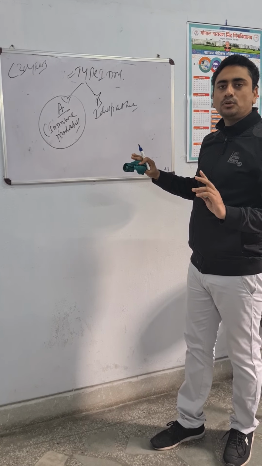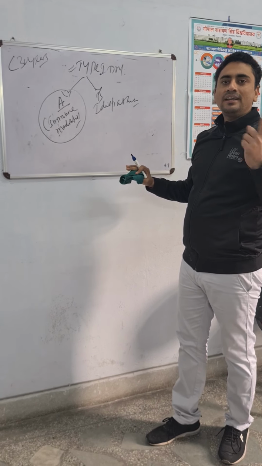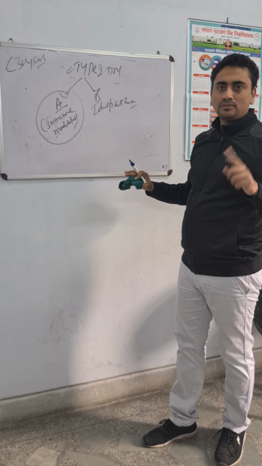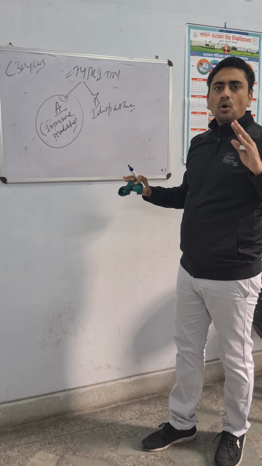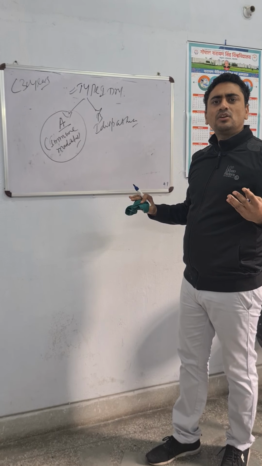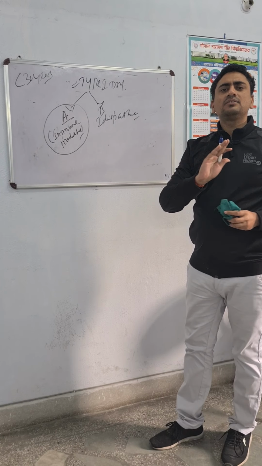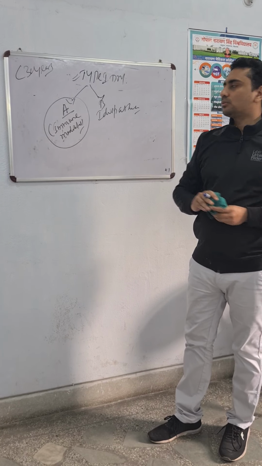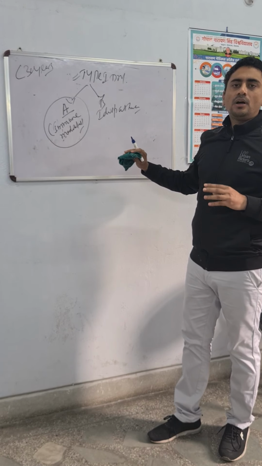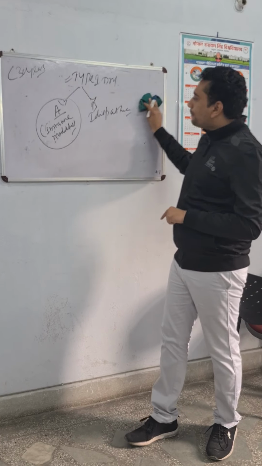So there are basically two types, type 1A and type 1B. Type 1A is immune mediated, associated with an autoimmune attack on the insulin secreting beta cells of the islets of Langerhans, and for type 1B we don't know the exact cause. These are the two types of type 1 diabetes mellitus.